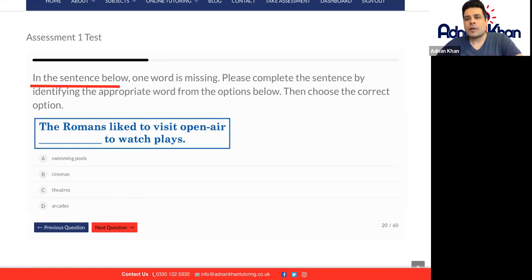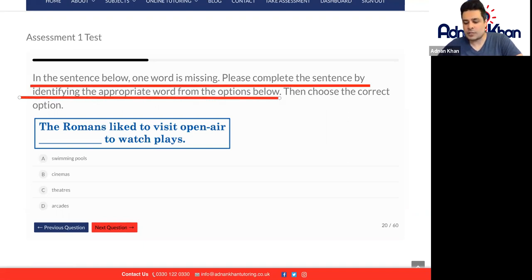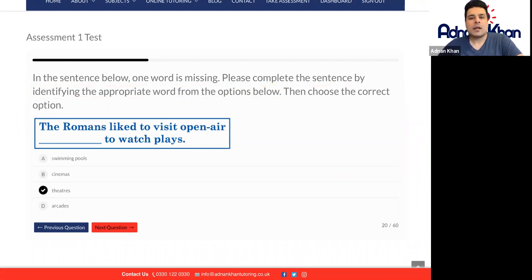In the sentence below, one word is missing. Please complete the sentence by identifying the appropriate word from the options below. Okay, so this is like closed passages. So in this case, the Romans like to visit open air something to watch plays. I would say that they like to watch open air theatres, because the Romans did not have cinemas in those days. They didn't have arcades in those days, and they could possibly have had swimming pools, but they don't visit open air swimming pools to watch plays. Plays are only conducted in theatres. All right, so let's lock this answer in and move on to the next one.